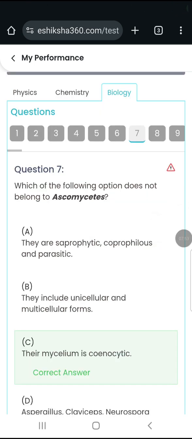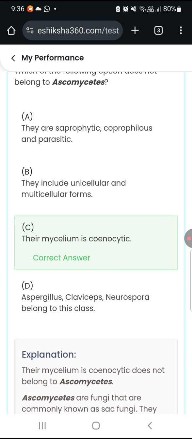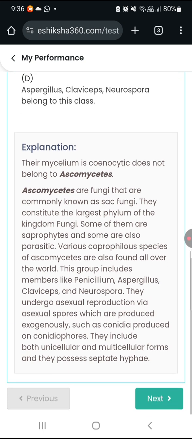Question number 7. Which of the following options does not belong to ascomycetes? Answer: their mycelium is coenocytic. Explanation: their mycelium is coenocytic does not belong to ascomycetes. Ascomycetes are fungi that are commonly known as sac fungi. They constitute the largest phylum of the kingdom Fungi. Some of them are saprophytes and some are also parasitic.